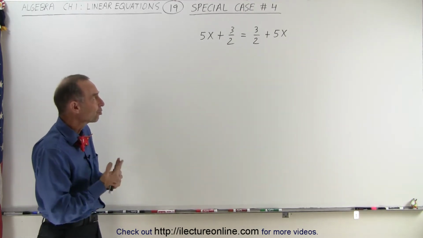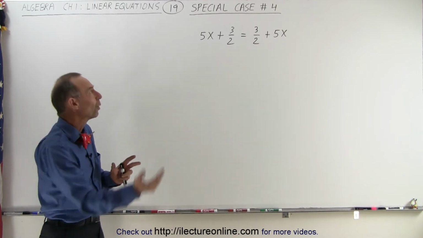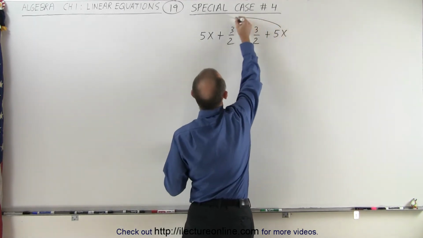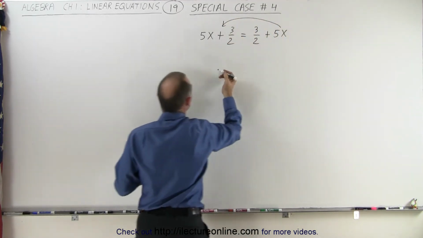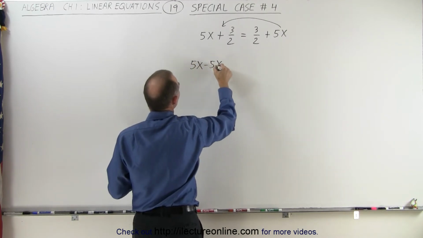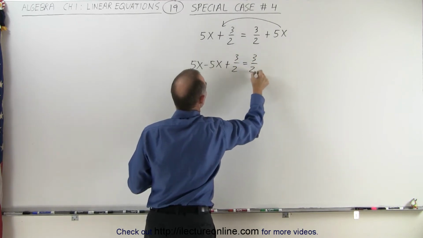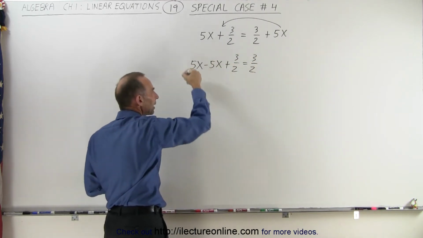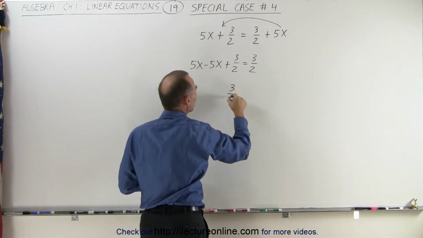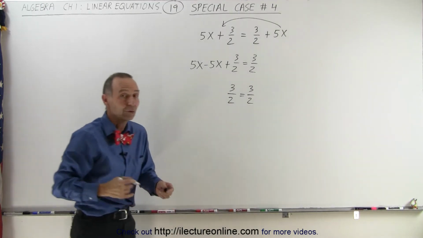So let's say here we start out by saying we're going to move all the terms that have an x to one side of the equation. When we do that, we take the plus 5x and move it over here and make it into a negative 5x. So this becomes 5x minus 5x plus 3 over 2 equals 3 over 2. And then when we combine like terms, 5x minus 5x equals 0, and we end up with 3 over 2 equals 3 over 2.